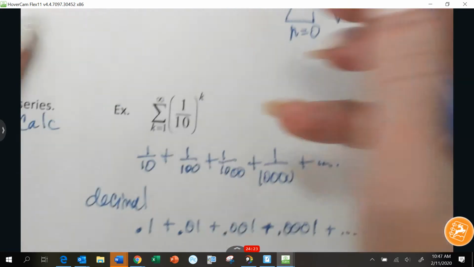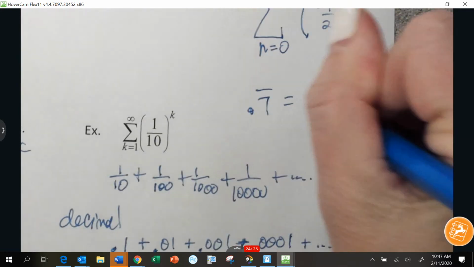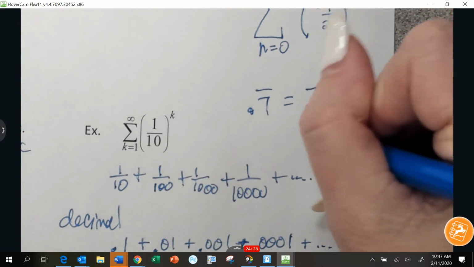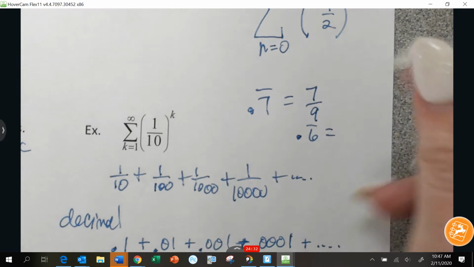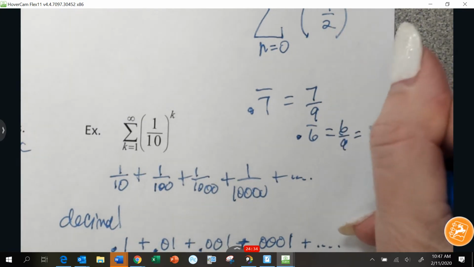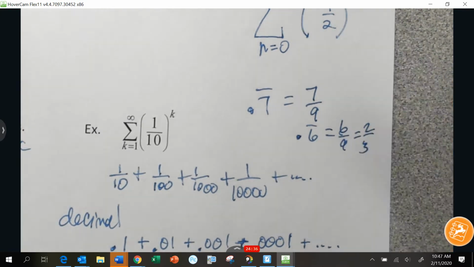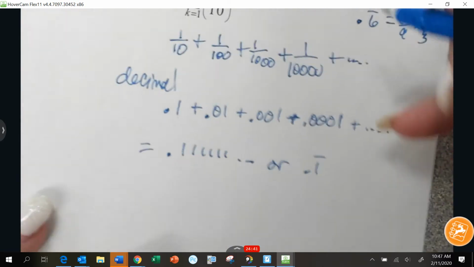This is off on a tangent for a second. 0.7 repeating equals what? 7/9. What's 0.6 repeating equal? It equals 2/3. It's 6/9, but it's 2/3, right? What about 0.9 repeating?